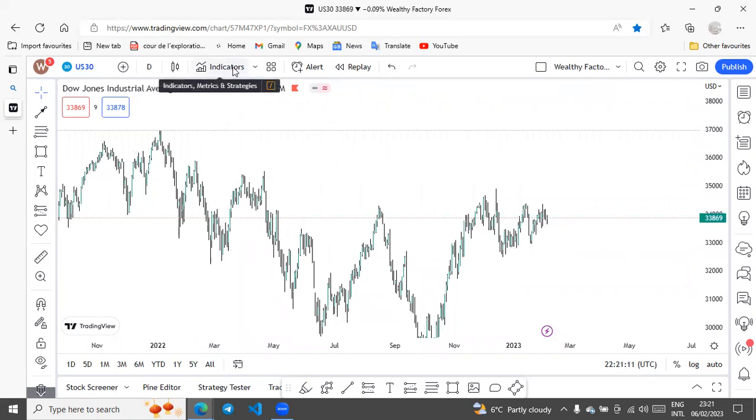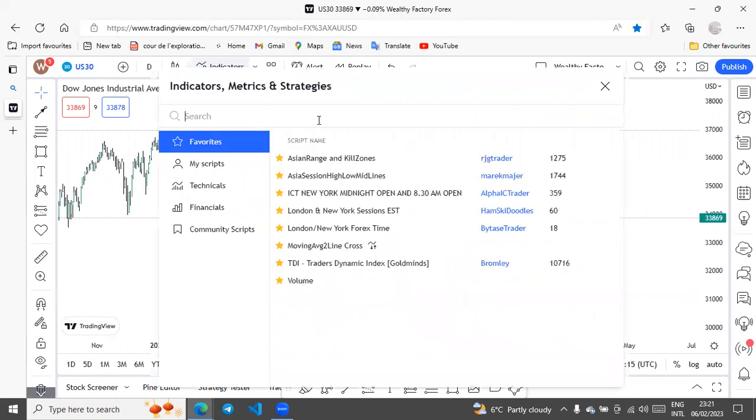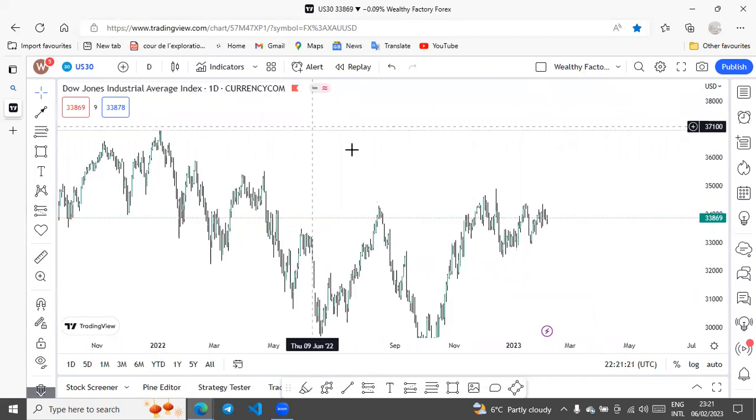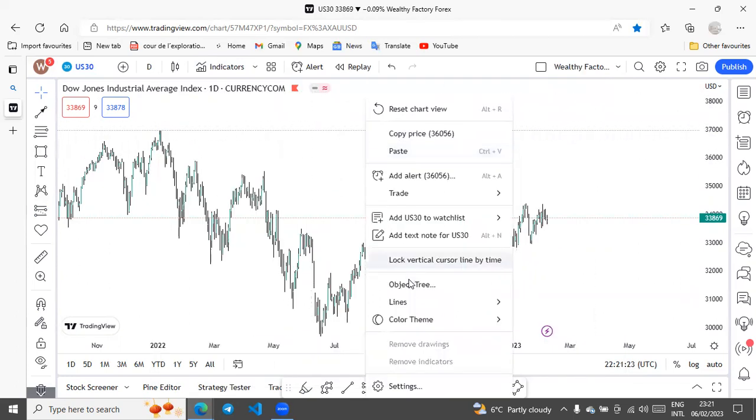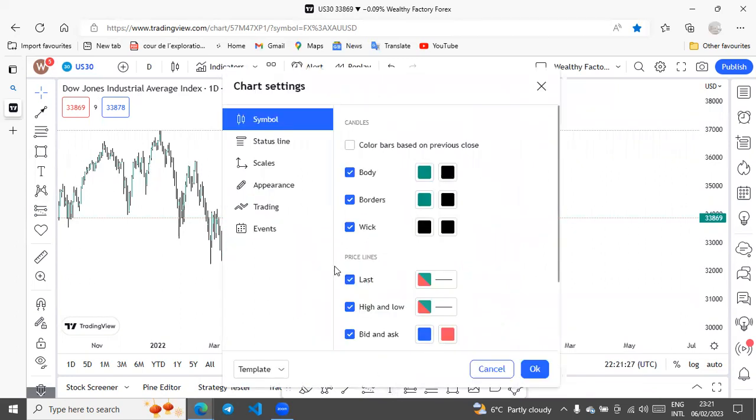So you have indicators here. That's where you get indicators. You just come there, then you search for the indicator you want here. Then when you want to change the background and whatnot, you come to settings. When you come to settings, you have these ones here. For symbols, that's where you change the candlesticks and whatnot. Appearance, that's where you change the background and whatnot.